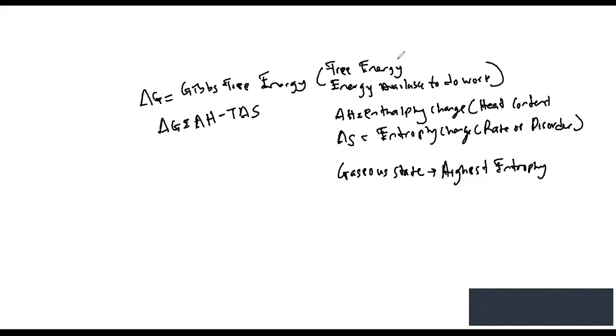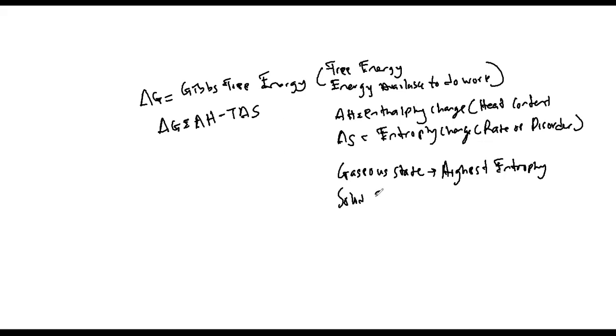Now, the gaseous state has the highest entropy. The solid state has the lowest entropy. Please take note of that. Now, the T is represented by what? The T is temperature in Kelvin. Please take note. Very important that you take note of that.